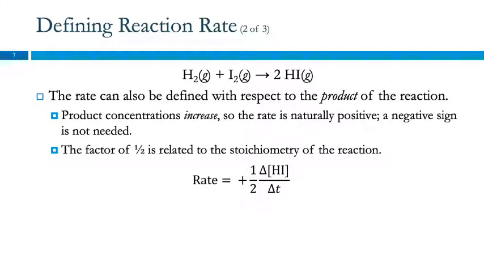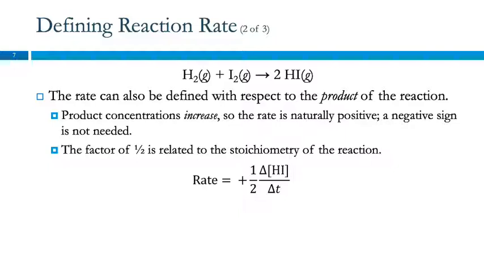So if we look at the product here, the HI. The concentration of the product, is that going up or down as the reaction occurs? It's going up, right? We're making more product. We started with none, probably, and at the end we've got some. So the change in that concentration is positive.